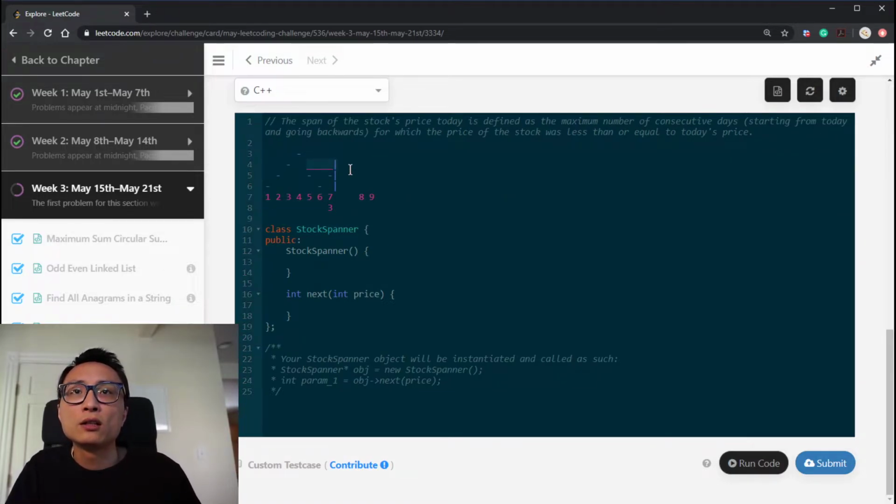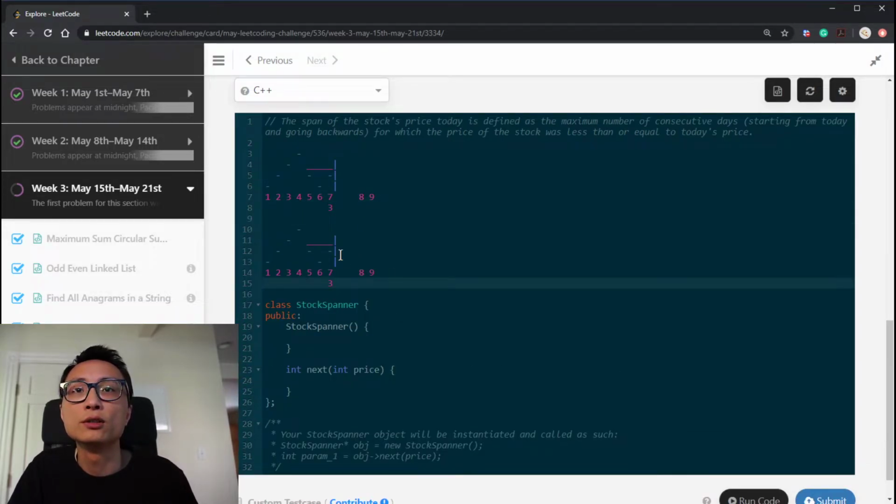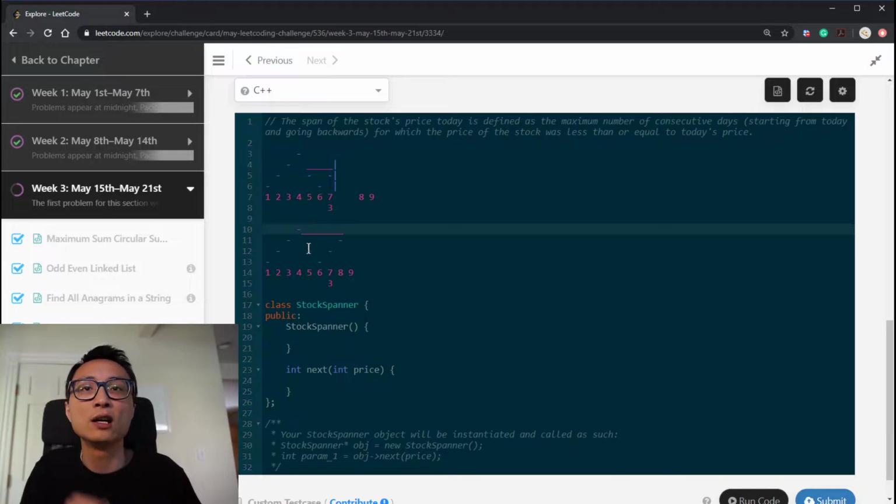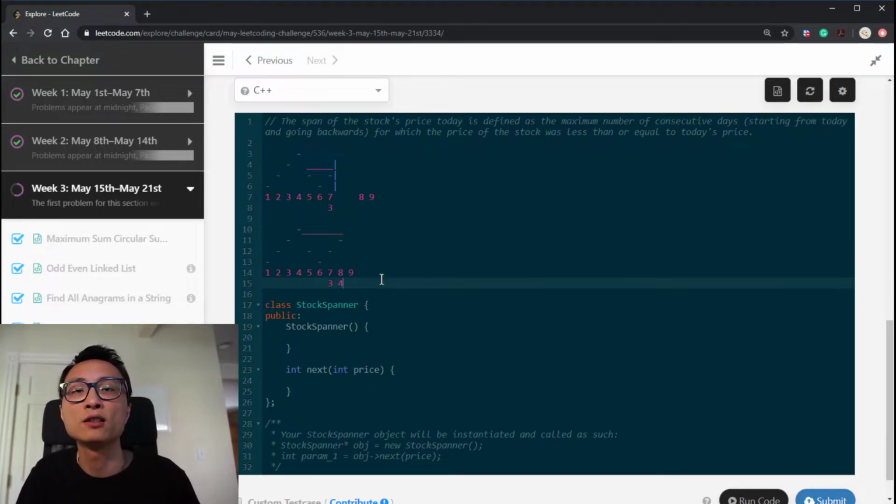Then let's look at another example. Maybe we continue monitoring the price of the stock for day 8 and day 9, where the price just keeps rising. So for day 8, the horizontal line will look like this. If we count the number of little bars before we find something that's above the line, it will be 4. So the span of the price for day 8 would be 4.